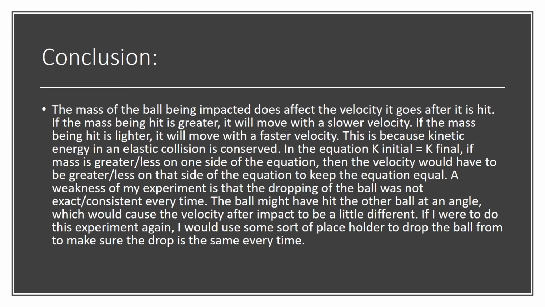One of the weaknesses of my experiment is that the dropping of the ball was not exact or consistent every time. The ball might have hit the other ball at an angle, which would cause the velocity after impact to be a little bit different. If I were to do this experiment again, I would use some sort of placeholder to drop the ball from to make sure that the drop is the same every time.